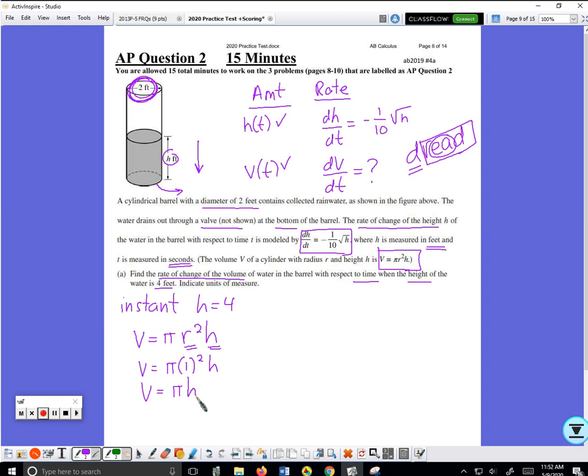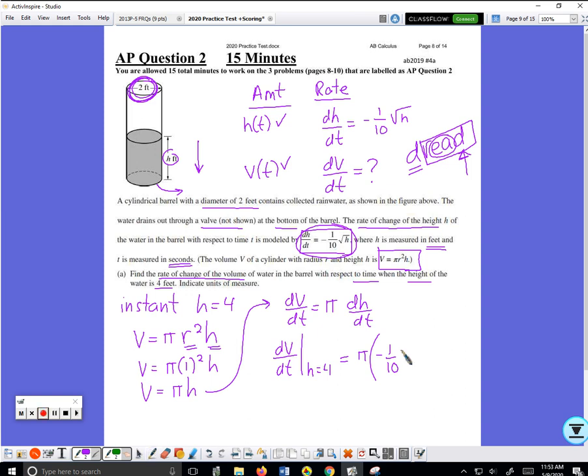So now we just need to take the derivative of this formula. So we say dV over dt is going to equal pi dh/dt. The goal is to find dV/dt, so we keep going. We want dV/dt specifically at a height of 4. That's going to be pi. Now our dh/dt is this formula. Just plug that in: negative 1 over 10 square root of 4.